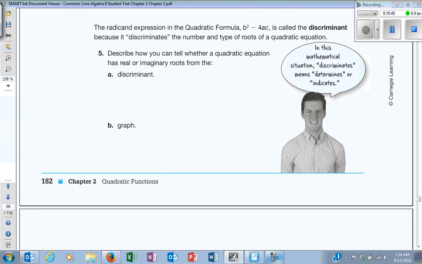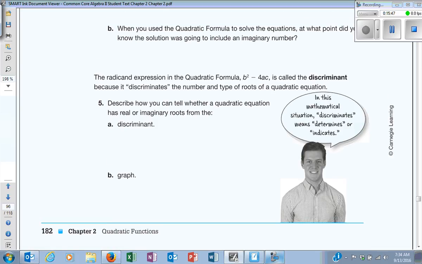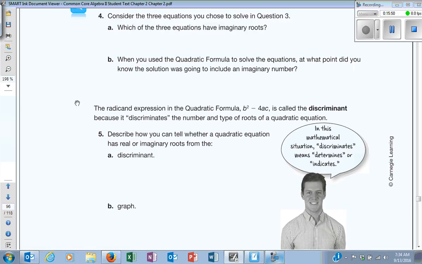We're going to skip down to this section right here. Page 182. This is going to be one of the big parts for us. The part that is underneath the square root, notice, looks like this. It's b squared minus 4ac. Does everybody see what I'm talking about? That is called the discriminant, because it discriminates the number and the type of roots your quadratic is going to have. Does everybody understand that this is underneath the square root?